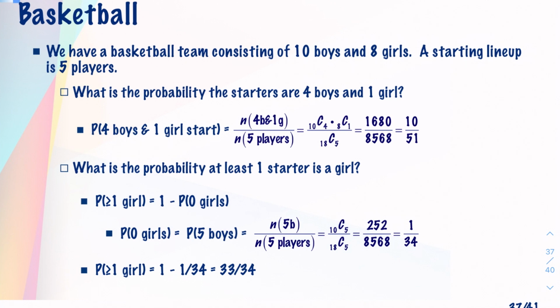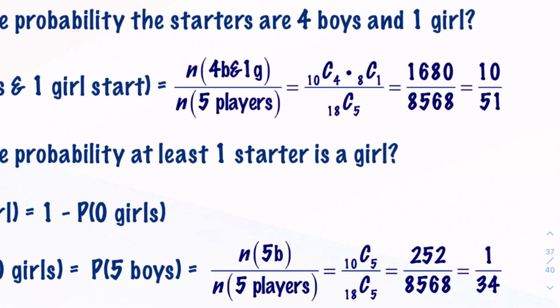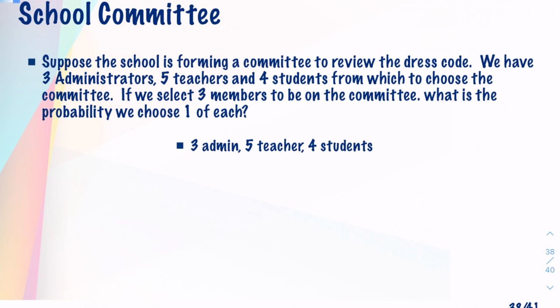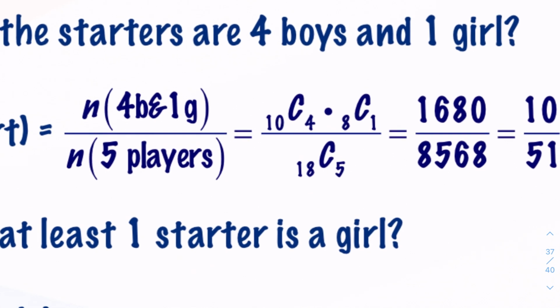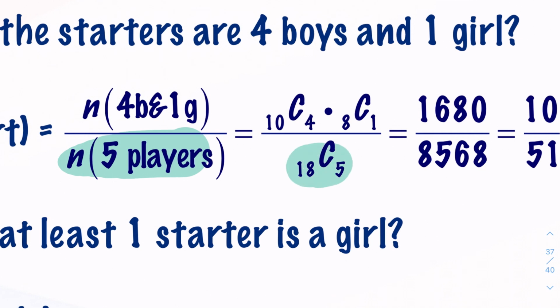Okay, what's the probability, for a basketball team consisting of 10 boys and 8 girls, with a starting lineup of 5 players, that the starters are 4 boys and 1 girl? Notice now we want 4 boys. So the denominator stays the same, which is always good to say. The number of ways of getting 5 players will be 18 choose 5. It's not probability, it's the number of ways.